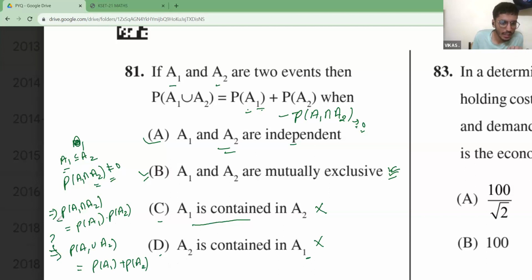Because you just required an event where the probability of A1 intersection A2 is not equal to 0. So tomorrow you have to give me an example of an experiment where A1 and A2 are independent, but their intersection probability is not 0. For this option, I understand that this is false, and most of the students will follow that. But we should not just assume it; you have to give me an example tomorrow.